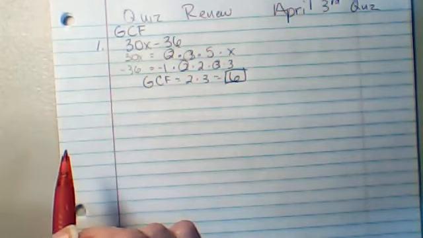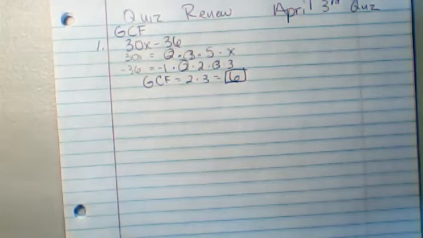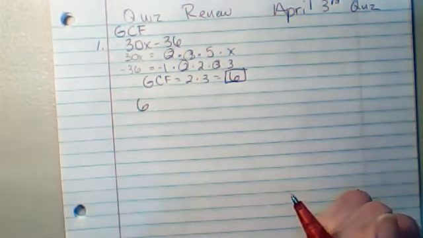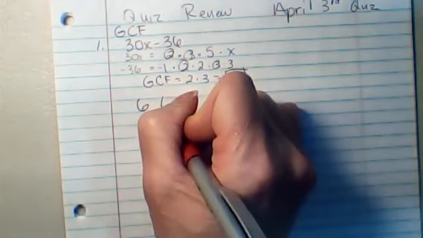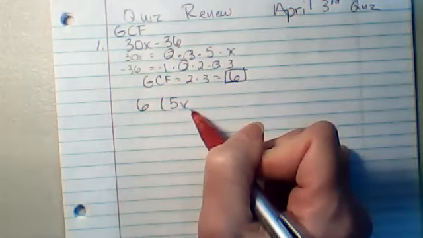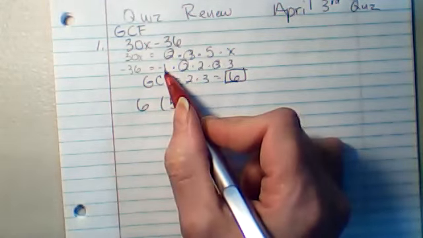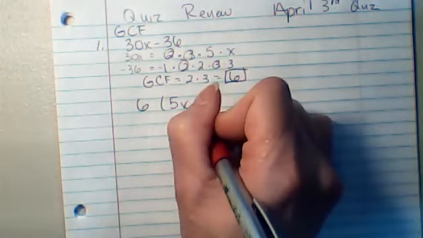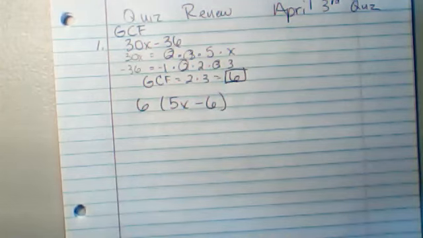But it didn't just ask us to find the greatest common factor. It wants us in the directions to factor it out. So it means I'm going to write the 6 out in front of my parentheses. And then what do I have left inside? I've got that 5x. And in here, I've got a negative 1 and a 2 and a 3, so I've got a negative 6. So that would be if I were factoring out the GCF.